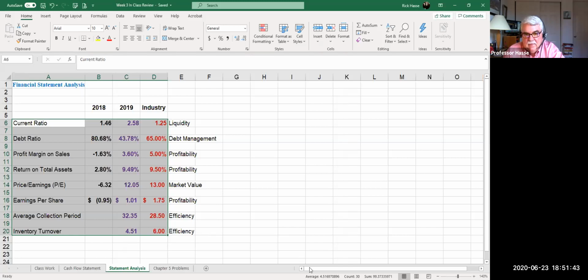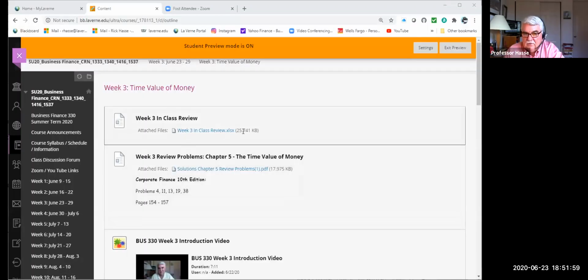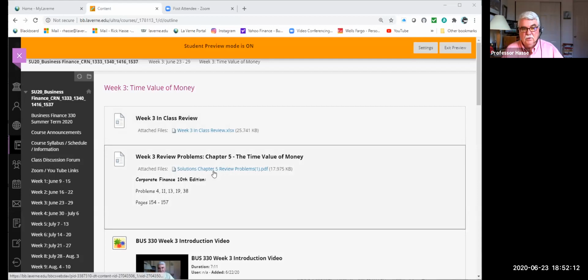So again, this worksheet, this spreadsheet is located in Blackboard. It's a modified version of our last week spreadsheet. So again, if you go to Blackboard and go to week 3, there's that spreadsheet right there. And you can use that as a template or as a helpful tool to do some of your work in assignment number 1 and going forward, okay? That's an important thing for you to have.